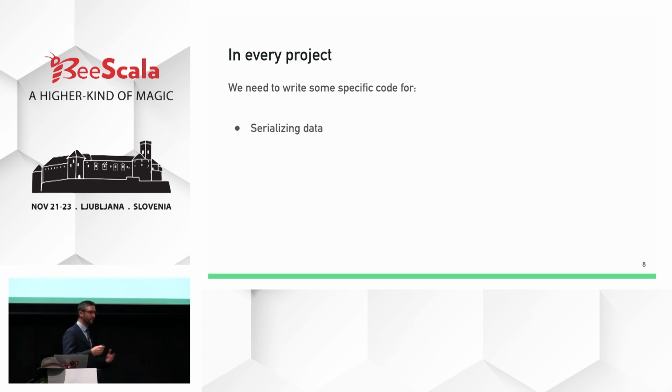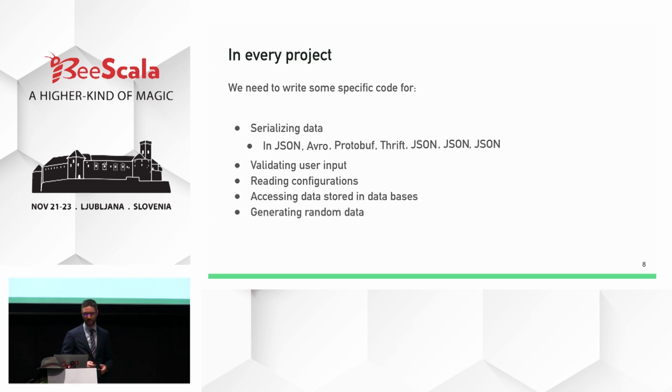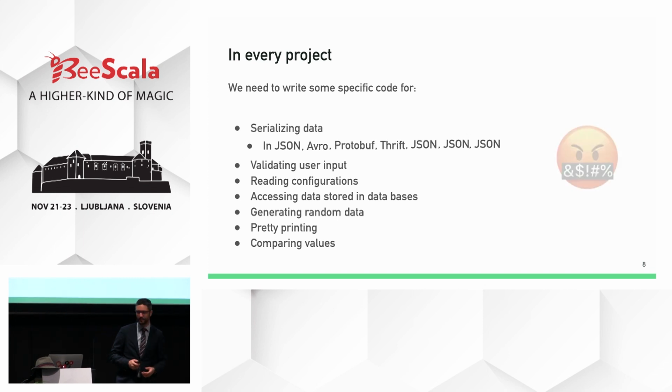And therefore, in every single real-world project we work on, we have to manually write code for serializing data in various formats, for example JSON or Avro, Protocol Buffers, Thrift, and probably 3 other flavors of JSON, because we love JSON. But also for validating user input, reading configuration files, accessing data in a database, pretty-printing, generating random data for property-based tests, comparing values, and so on and so forth. That's a lot of code we have to write.